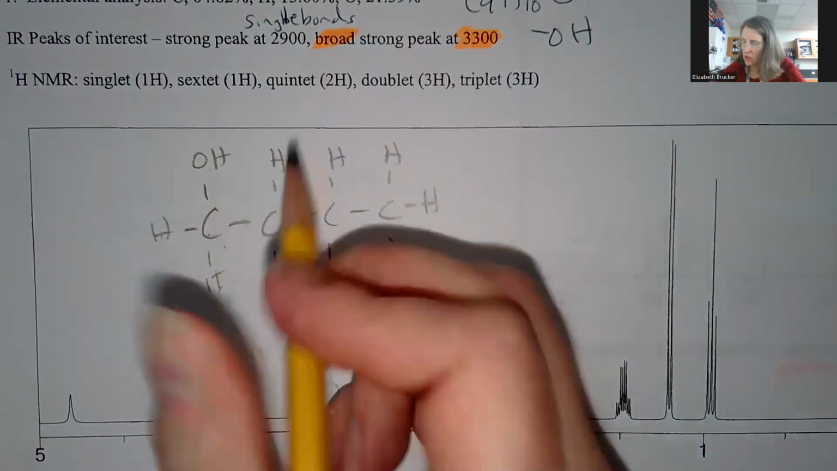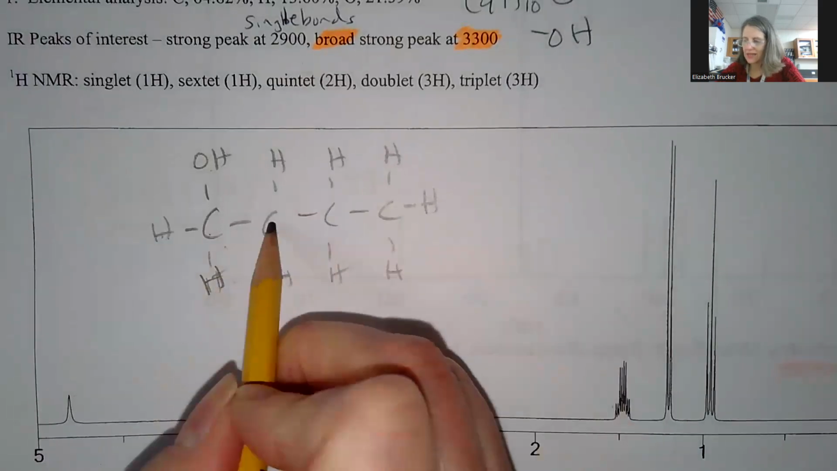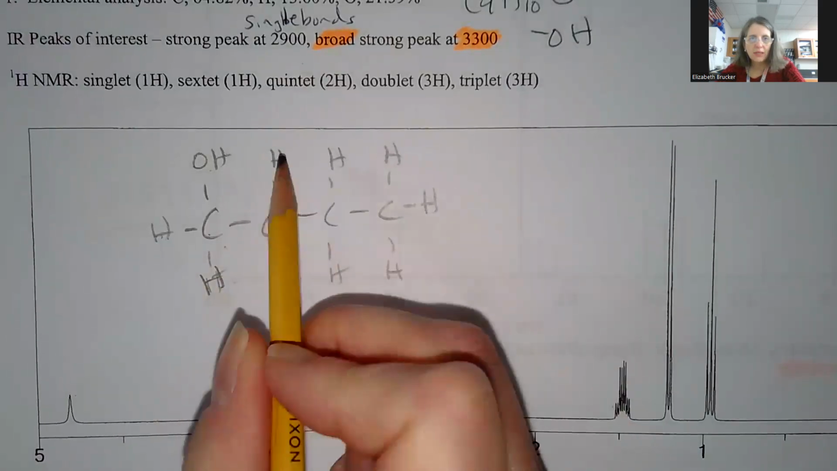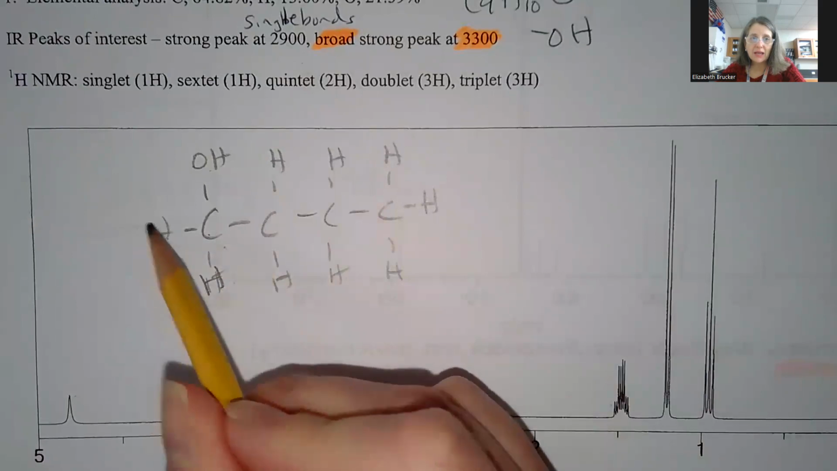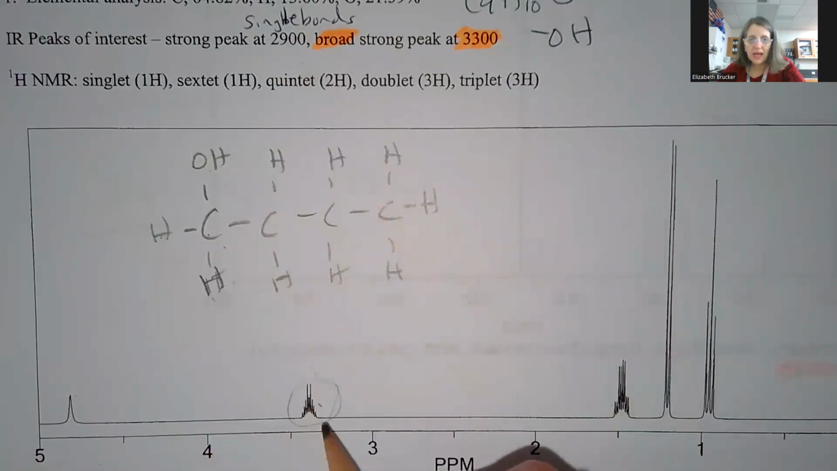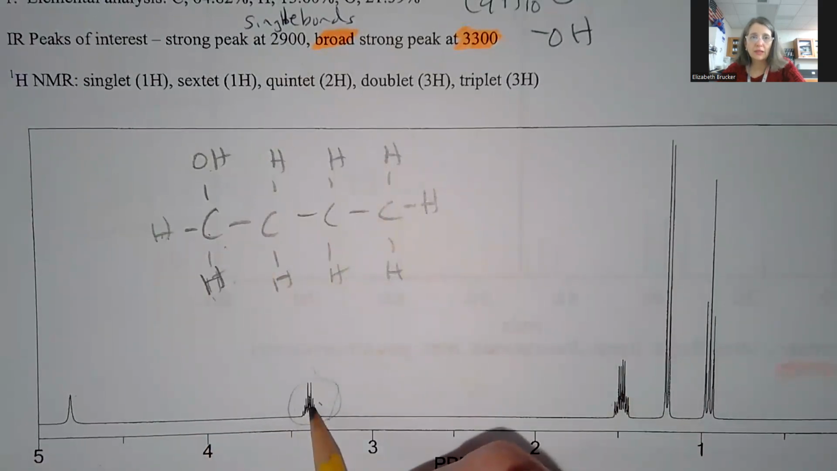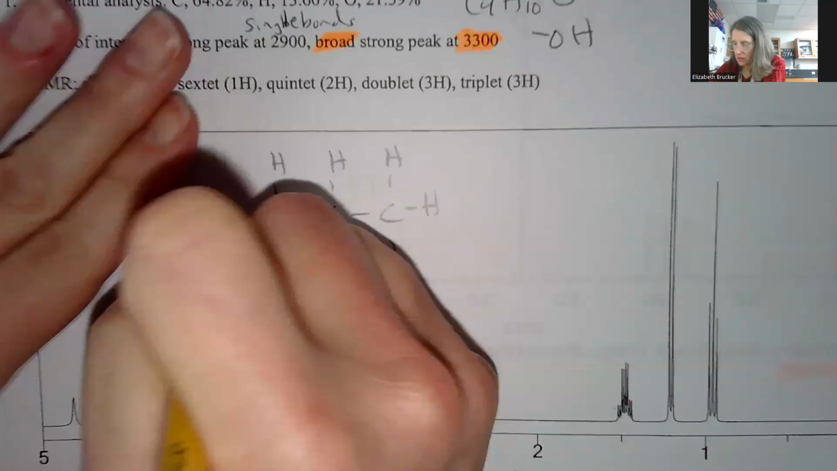And if I look at these two hydrogens, the only neighbor it has is this carbon. Well, how many hydrogens are on that carbon? Only 2. So the N+1 rule would mean that these hydrogens would have to be a triplet. And this is definitely not a triplet. So that is telling you that that OH can't be on the end, okay?